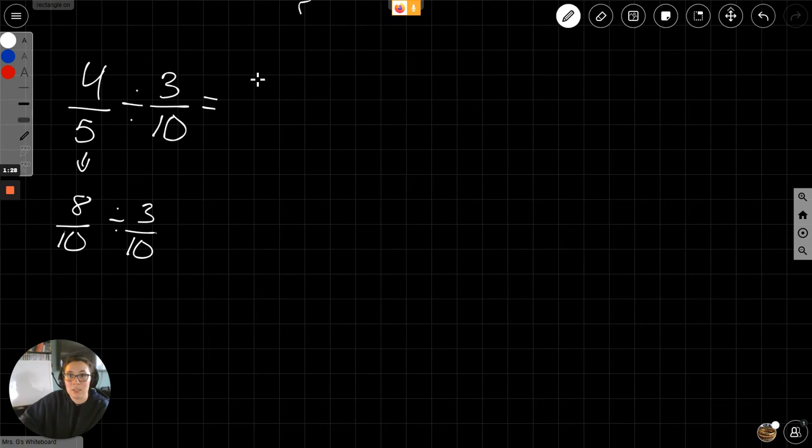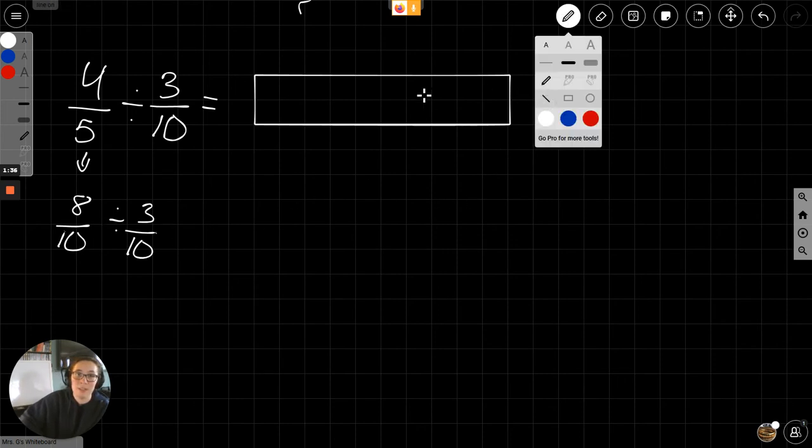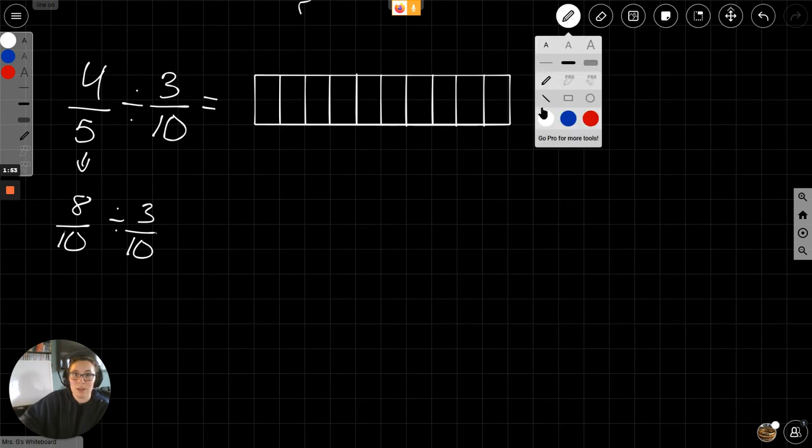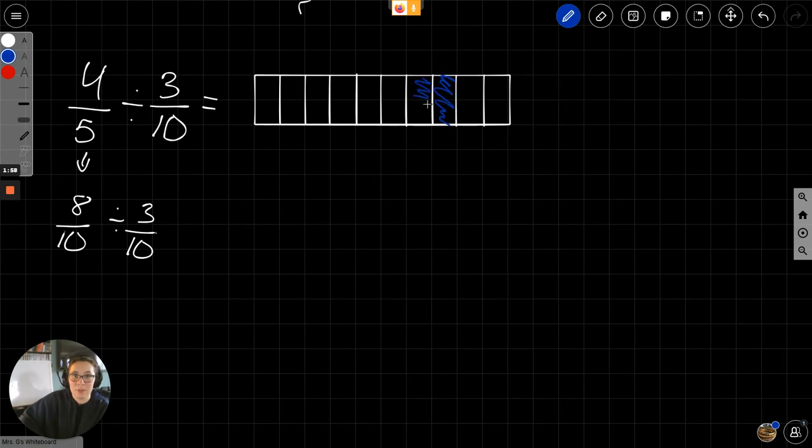So tenths, 2, 4, 6, 8, 10. 8/10 specifically. So, you notice one thing here is that 3 does not go into 8. Definitely does not. 1, 2, 3, 4, 5, 6, 7, and 8.